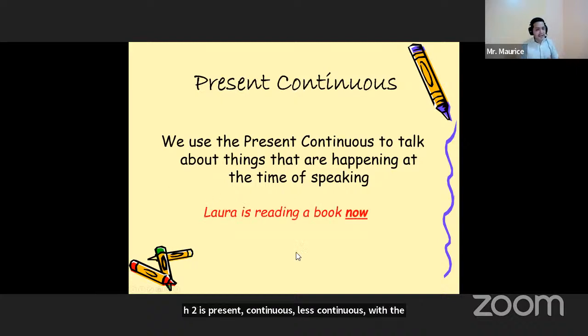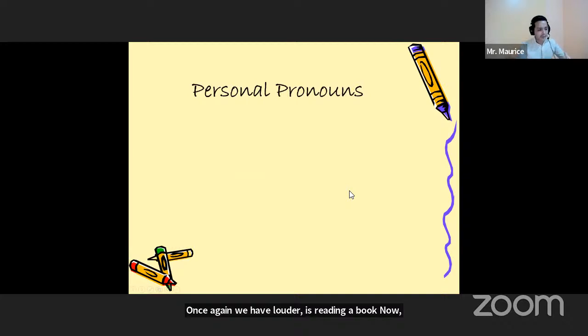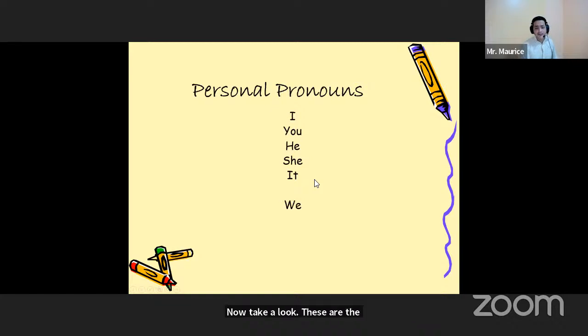And once again, we have Laura is reading a book now. Alright? So, let's move on. Here we have the personal pronouns. As I always said, please guys, don't take this example as the principal reference because it's not. Personal pronoun is the way that the teachers use to show the structure, right? But remember, the personal pronoun can be replaced for any noun. Take a look. These are the personal pronouns.